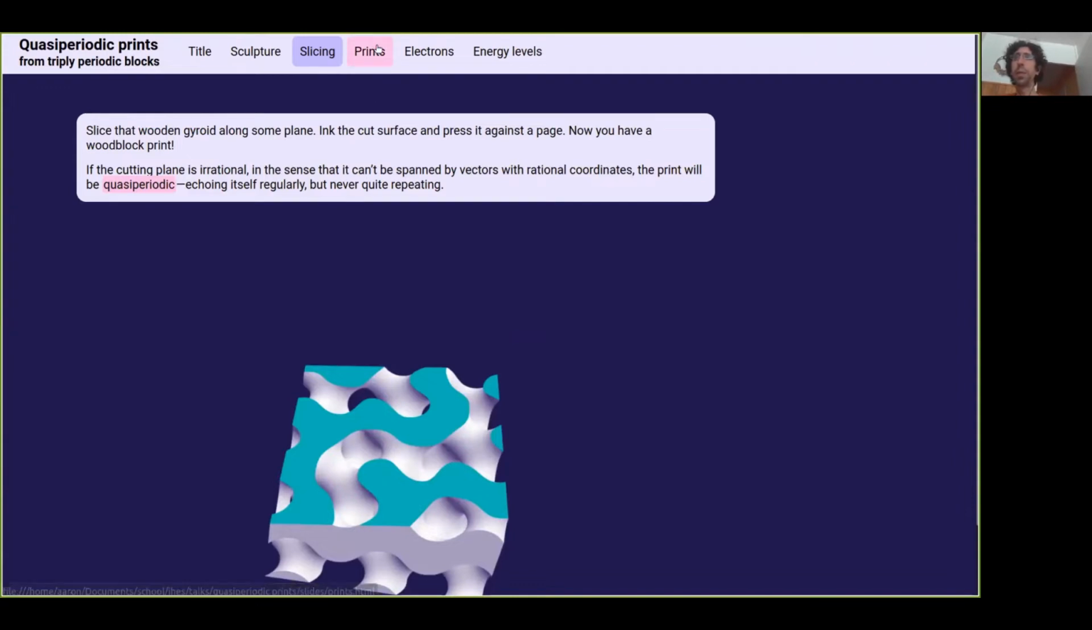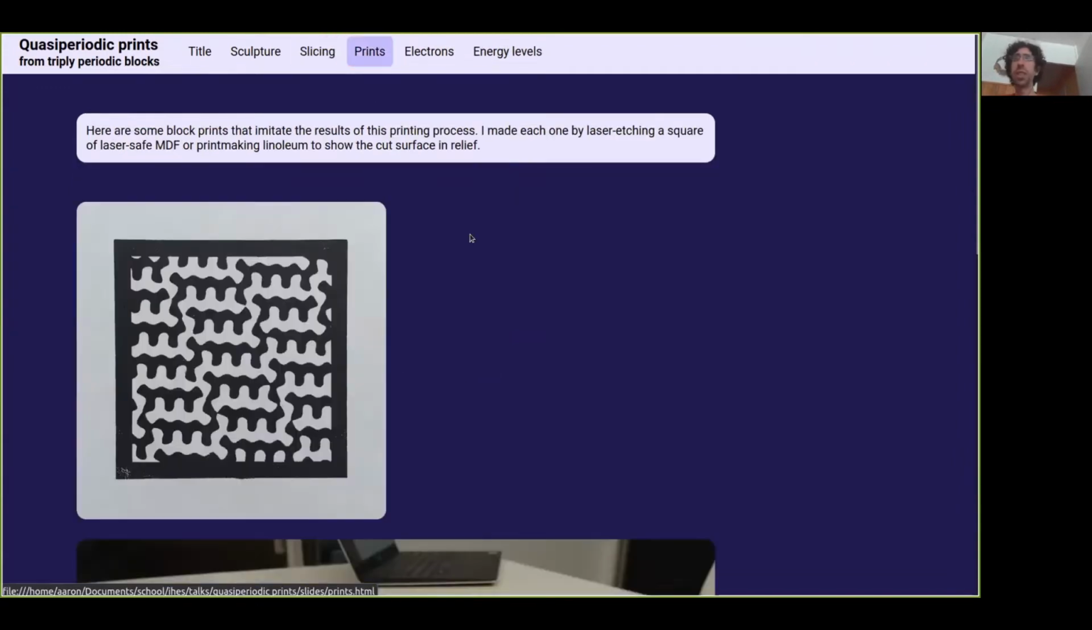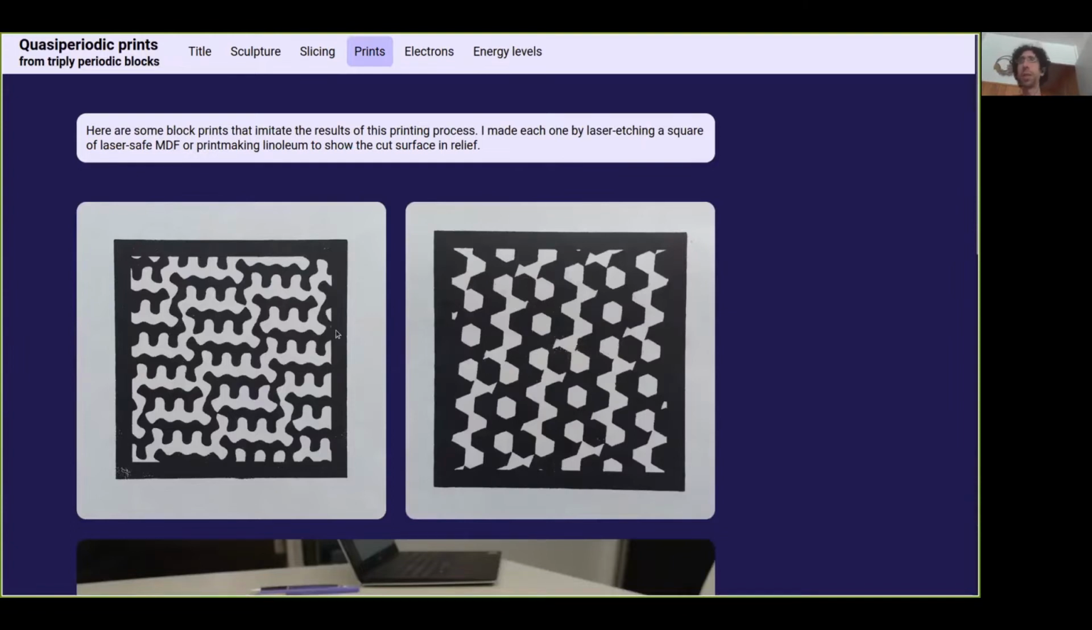And if you were to take a larger sample of it and press it on a page, you would get something that looks like this. These are some actual woodblock prints that I made at the ICERM Illustrating Mathematics program to imitate the results of that printing process.